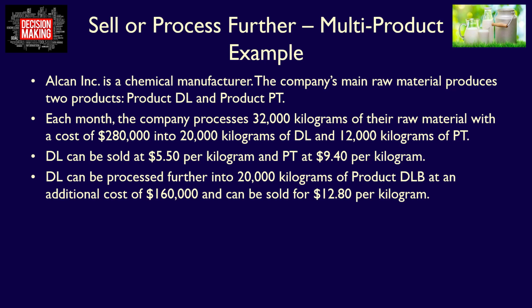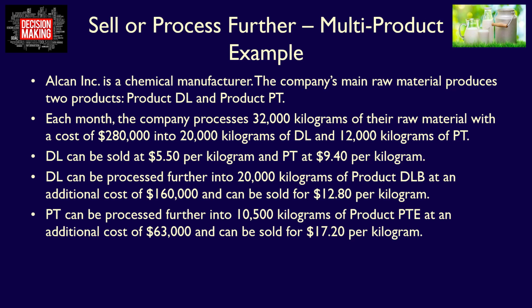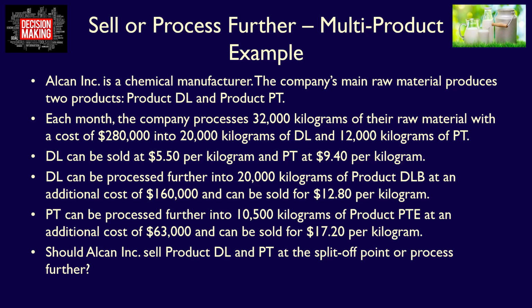DL can be processed further into 20,000 kilograms of product DLB at an additional cost of $160,000 and can be sold for $12.80 per kilogram. PT can be processed further into 10,500 kilograms of product PTE at an additional cost of $63,000 and can be sold for $17.20 per kilogram. Should Alcan Inc. sell product DL and PT at the split-off point or process further?